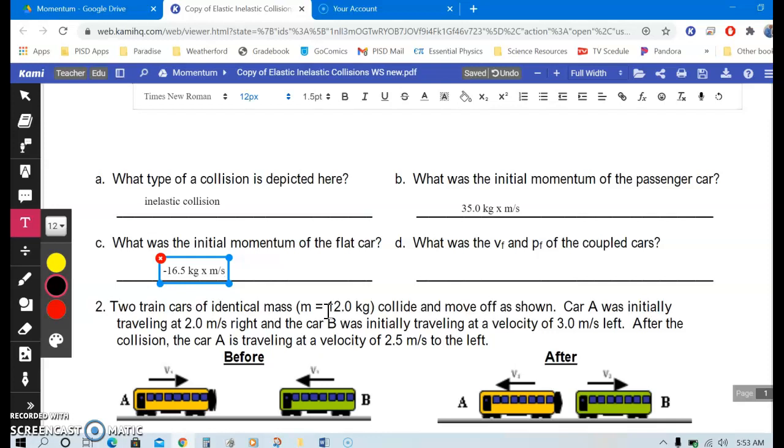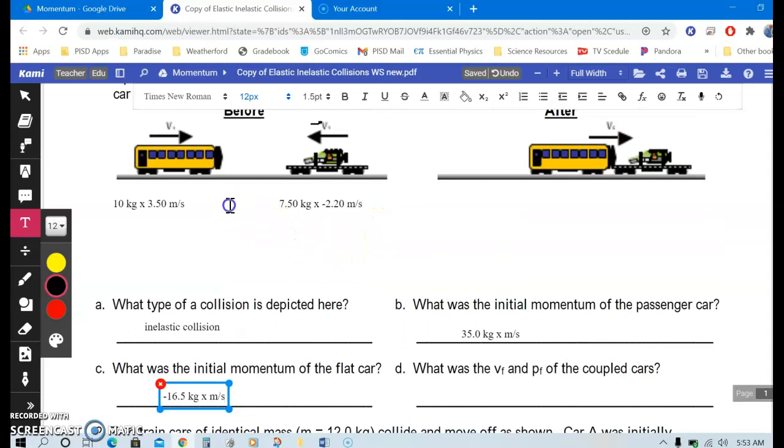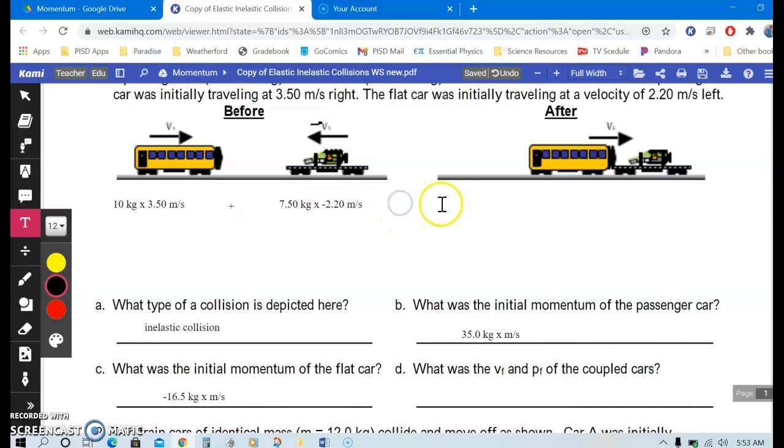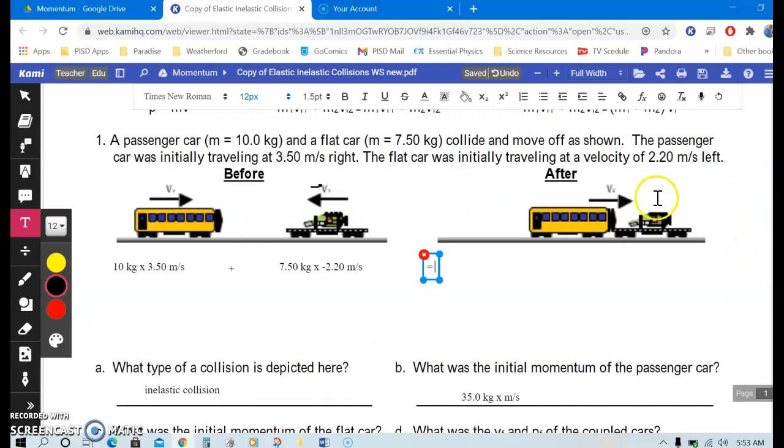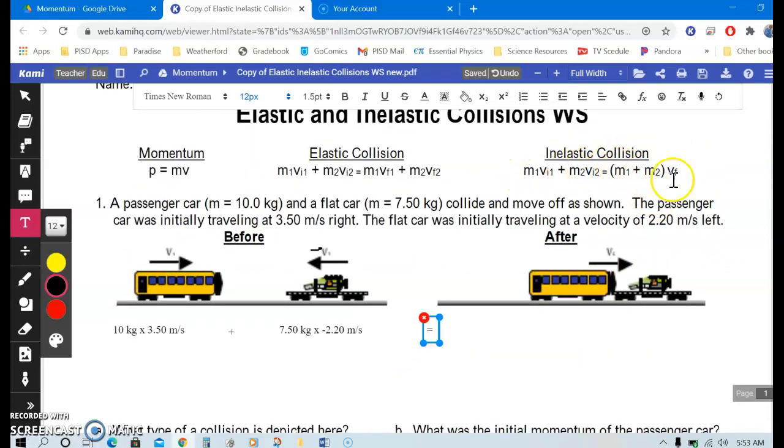Now, the last question says, what is the final velocity of the two cars? Well, basically, if we take this formula here, this is the momentum from the beginning. You had this plus this equals the momentum afterwards. Okay, but notice instead of doing them separately, we can combine these because now they're stuck together. So the mass is really the mass of the passenger car plus the mass of the flat car, and they're going to be going the same final velocity. So we can add this to that, and we get 17.5.